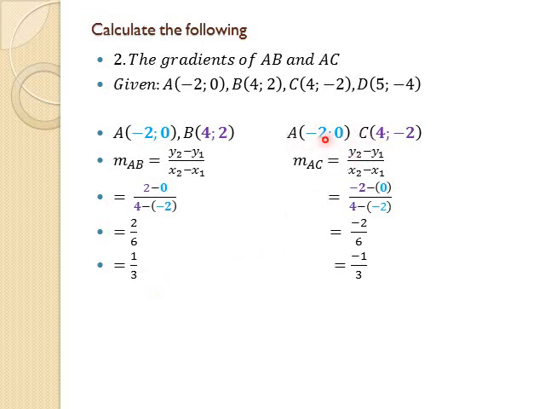Gradient AC, again y2 minus y1 over x2 minus x1. My y value is negative 2 and the other y value is 0, so negative 2 minus 0 stays negative 2. 4 plus 2 gives me 6, and 2 goes into itself once and into 6 three times. So this gradient is negative 1 over 3, and that one is 1 over 3. Although they look the same, they are not parallel. If I multiply them, they will not give me negative 1, so neither are they perpendicular. Hope you follow.